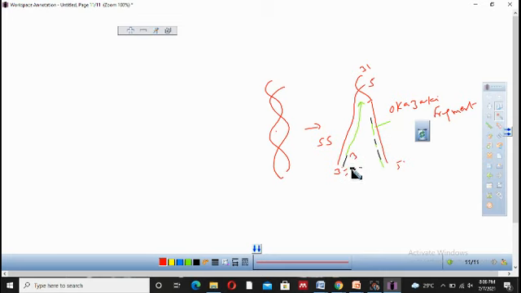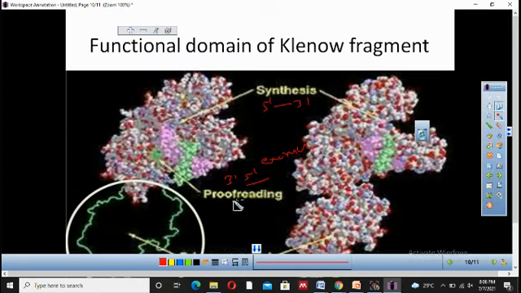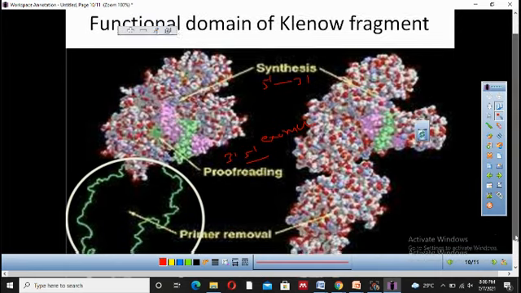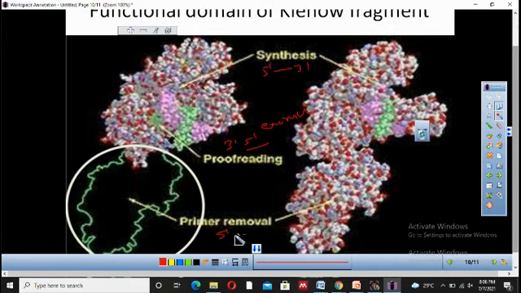Then what happens after the synthesis? This primer is removed. The primer removal is 5 prime to 3 prime, so this is called the 5 prime to 3 prime exonuclease activity. Here this is proofreading, and after that the lower one is the 5 prime to 3 prime exonuclease activity.